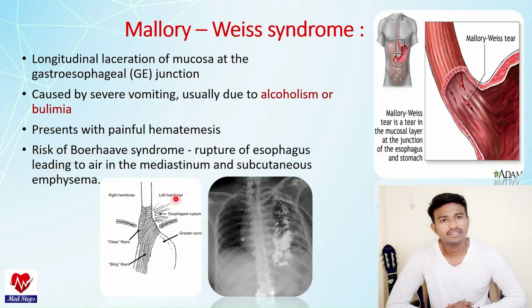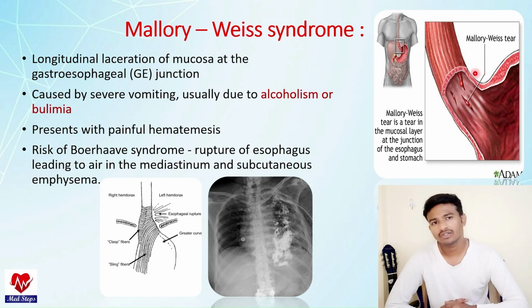Next we are going to see Mallory-Weiss syndrome. In Mallory-Weiss syndrome, a longitudinal laceration forms in the distal part of the esophagus. Where is it located? It is located at the gastroesophageal junction. In this part you will get tears. This is what we call Mallory-Weiss syndrome.